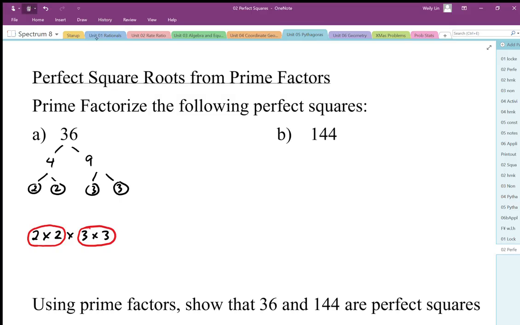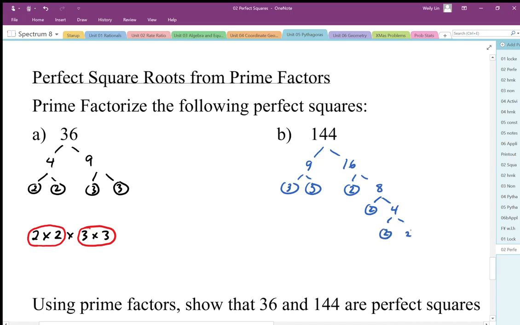So with 144 we can do the same thing. This is going to be 9 times 16. We can make this into 3 times 3. This becomes 2 times 8, 2 times 4, and we get 2 times 2. So here we end up with 2 times 2 times 2 times 2 times 2 times 3 times 3.